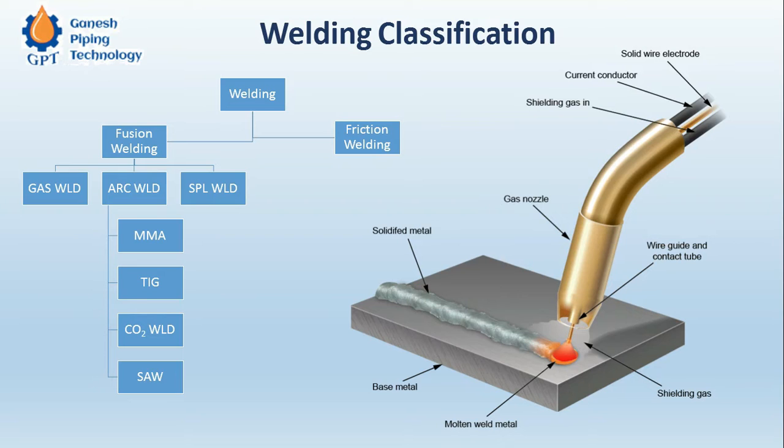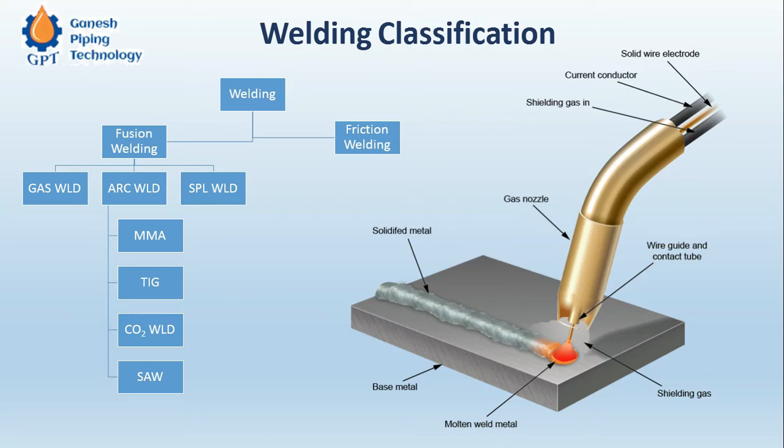So here we can see the MMA. Within arc welding, there are basically four types. MMA, which stands for manual metal arc welding, is the most common welding that we see all around, with a stick kind of rod and the holder, and then we go with the welding. So that is MMA, manual metal arc welding.